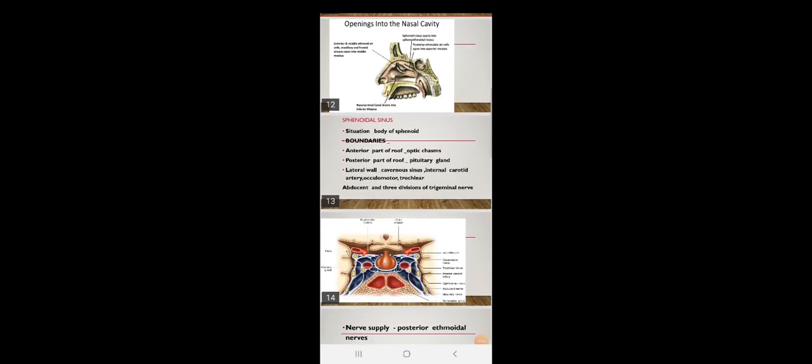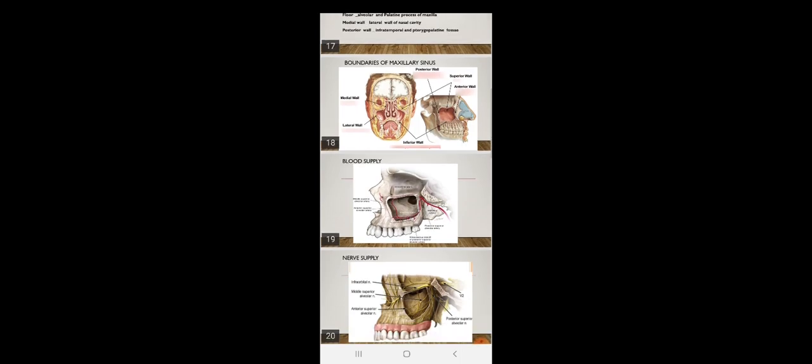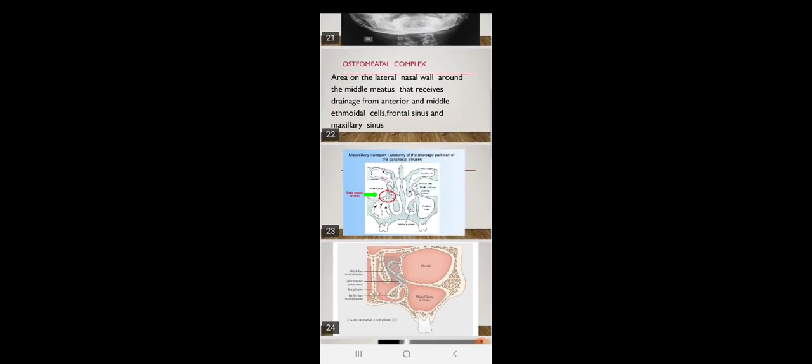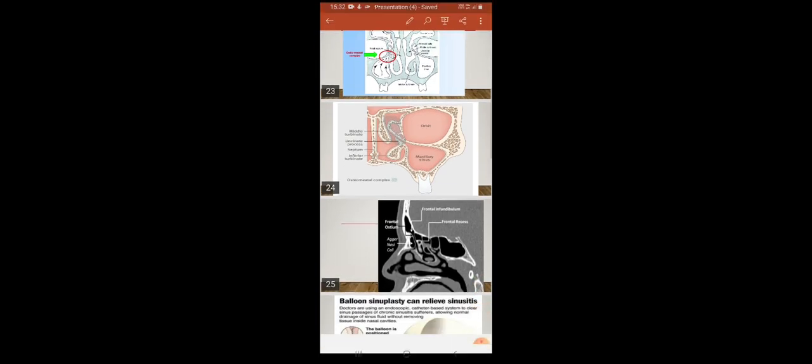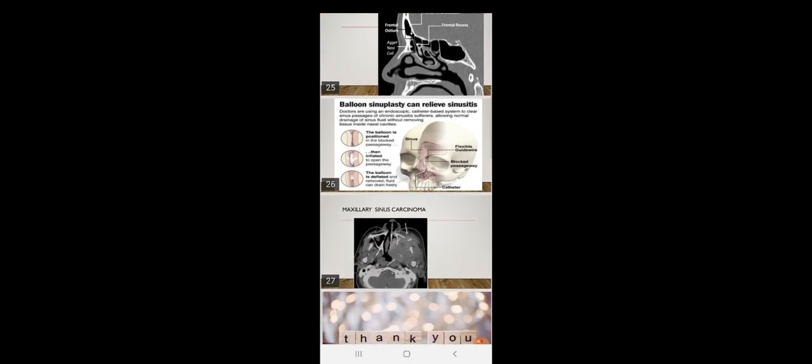So coming to the clinical anatomy of the paranasal air sinuses. The infection or inflammation of a paranasal air sinus is called sinusitis. And the maxillary air sinus is more prone to infection, since it has to drain against gravity into the middle meatus. So the maxillary sinus is more prone to infection.